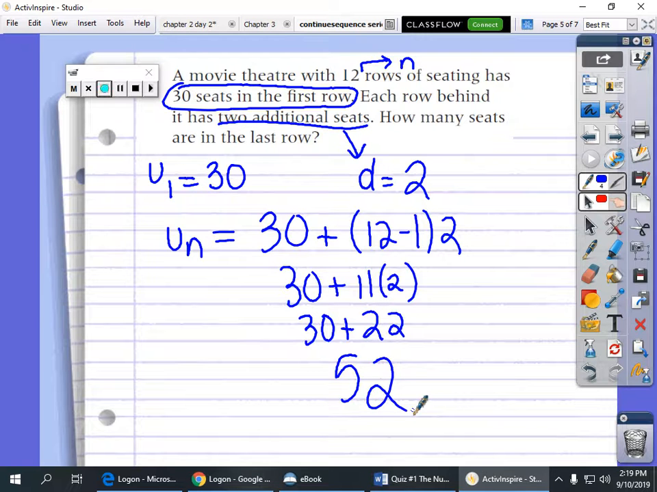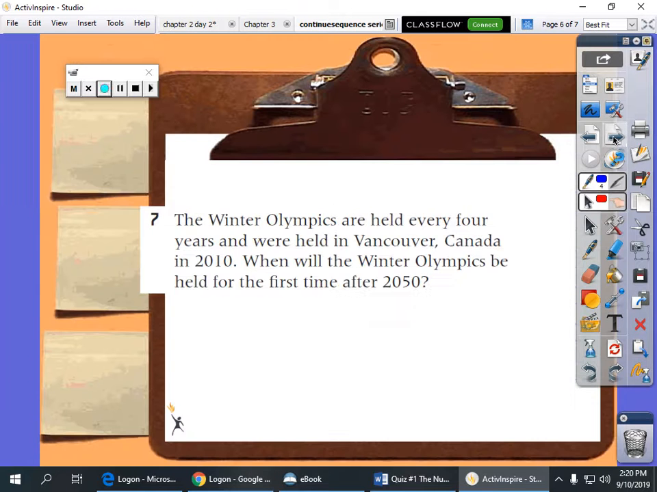All right, if you haven't already done it, I'm giving you exactly 15 seconds to do number 7. 15 seconds. Okay. Now you're down to 10.